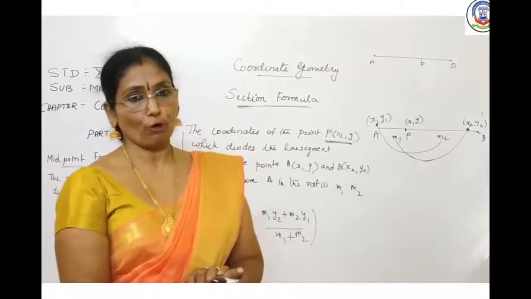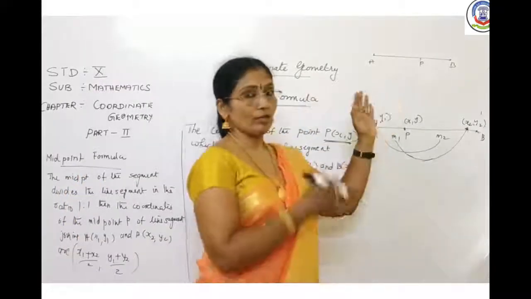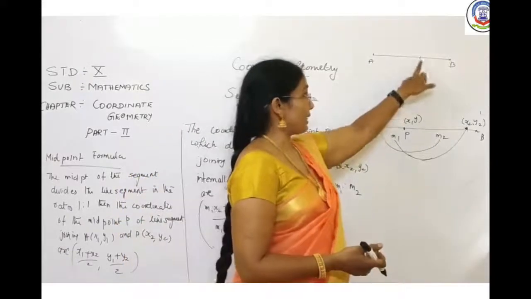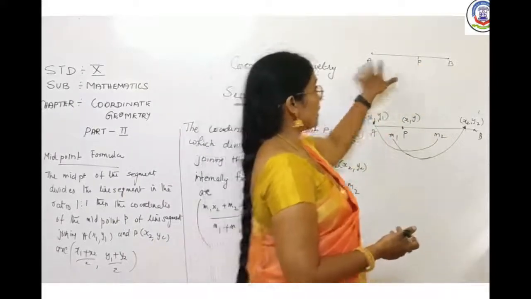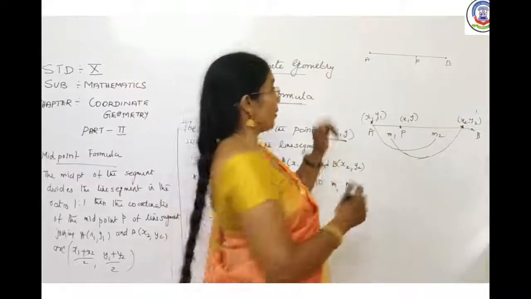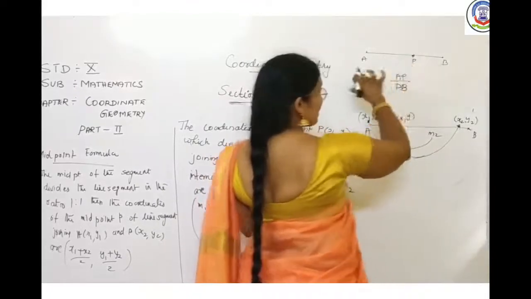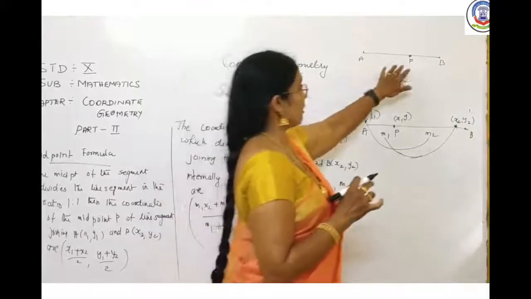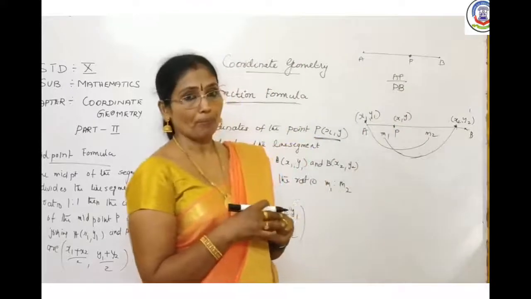What do you mean by section formula? Before that, we have to understand that suppose one line segment is given, and on that line segment a point P is given. So you can say that this P divides this line segment internally into some ratio. That ratio we can write as AP upon PB. That means this point is an internal point on this line segment. So we can say that P divides the line segment internally in the ratio AP upon PB.